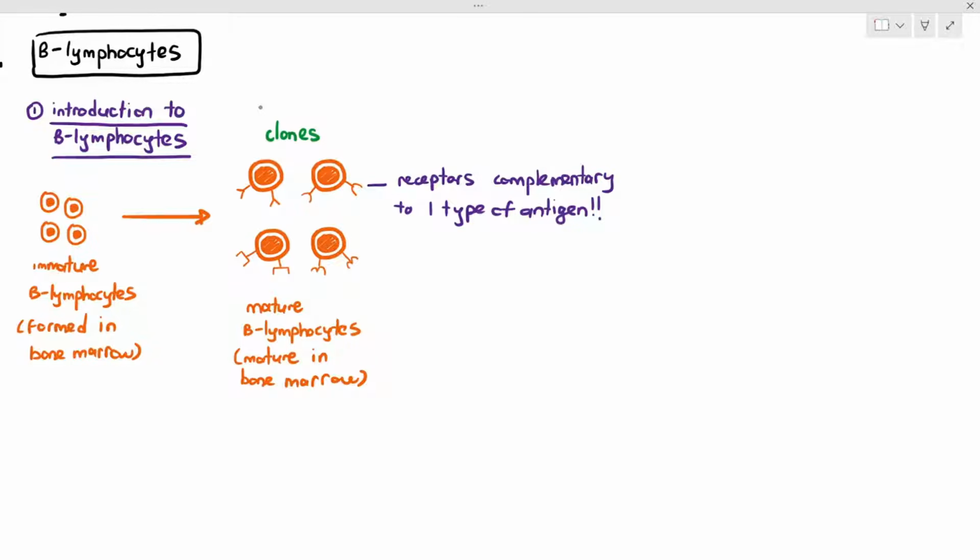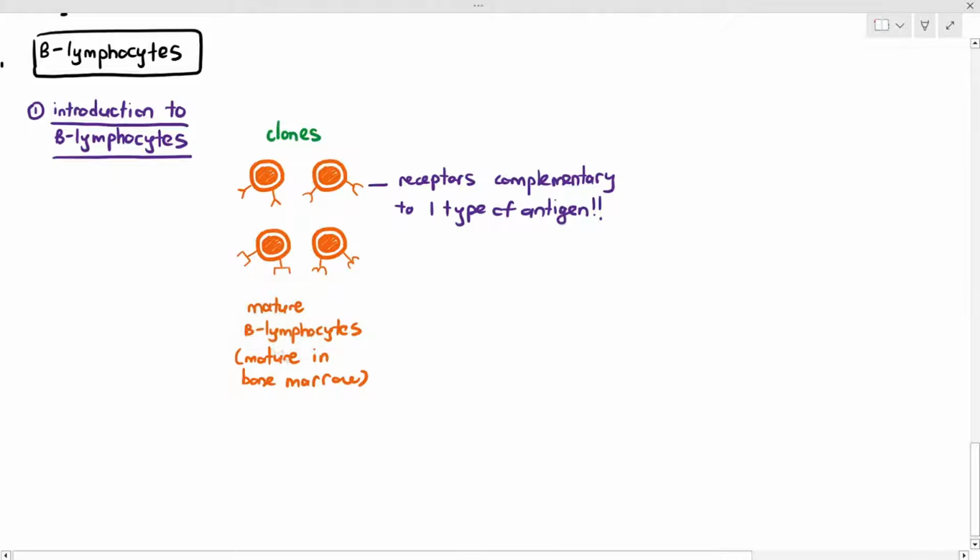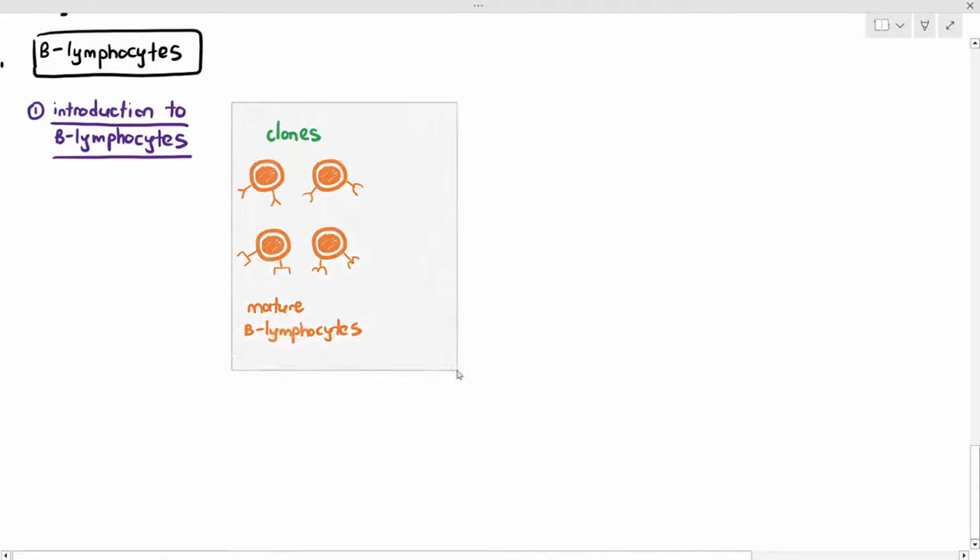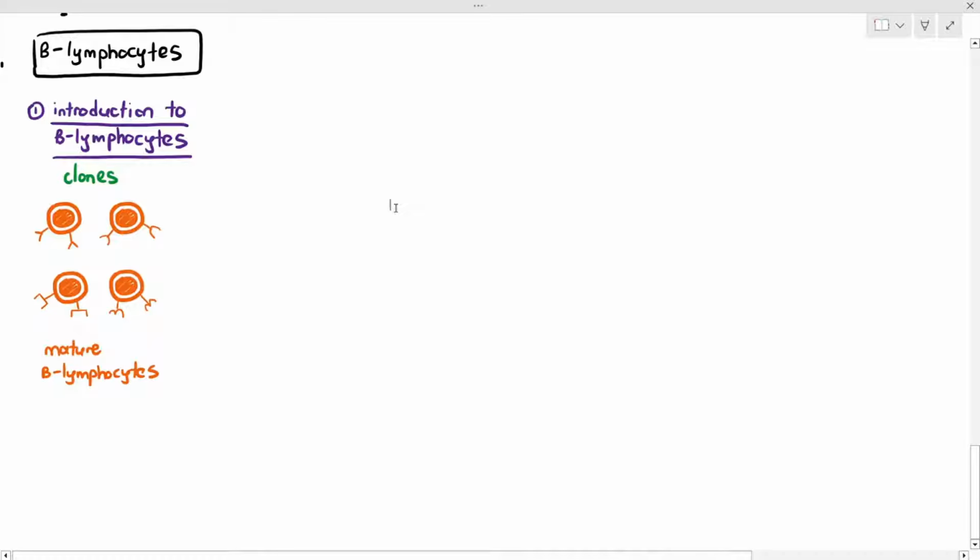No. Each B lymphocyte only has receptors complementary to one type of antigen. So this B lymphocyte, all the receptors on its cell are exactly the same, which is complementary to one type of antigen, and it's the same for the other 3 as well. Now, some students will say, oh, does my body only produce 4 mature B lymphocytes? No, your body actually produces millions of different types of B lymphocytes. I'm just condensing it into just 4 types because we can't draw all 1 million.